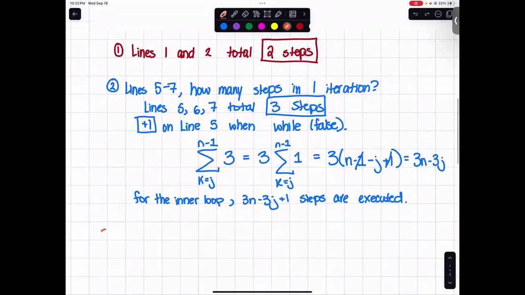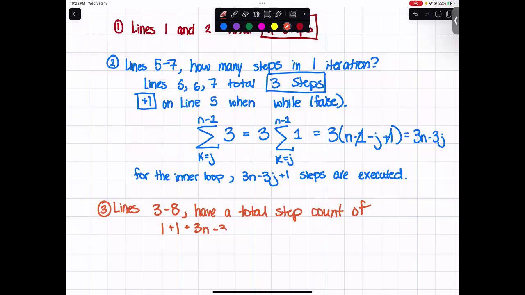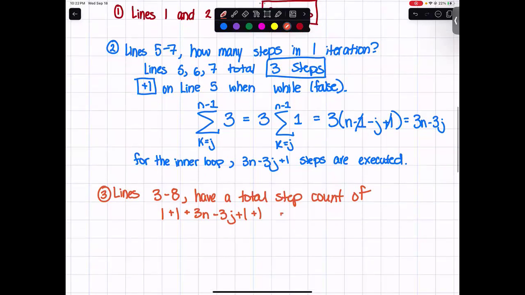So when we go down to step 3, we can look and we can see that lines, what are they, 3 to 8? Yep. Lines 3 to 8 have a total step count of 1 for line 3, 1 for line 4, 3n minus 3j plus 1 for lines 5, 6, and 7, and 1 for line 8, which is going to total 3n minus 3j plus 4. So that's going to be the total step count for one iteration. So this is one iteration of the outer loop.